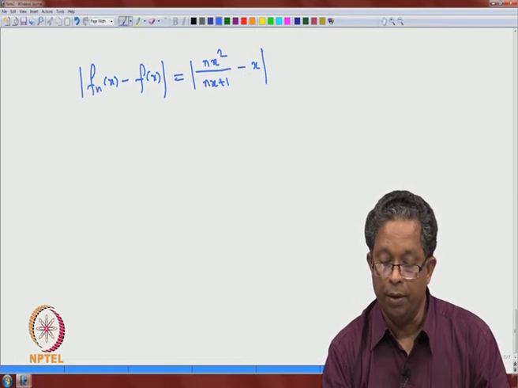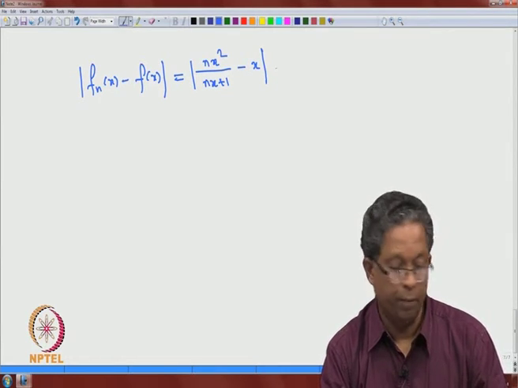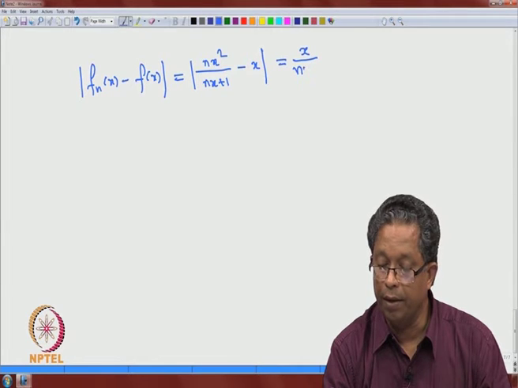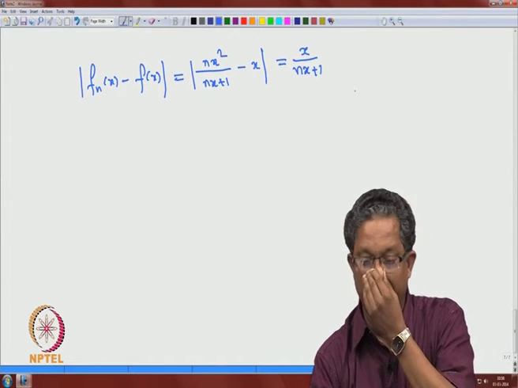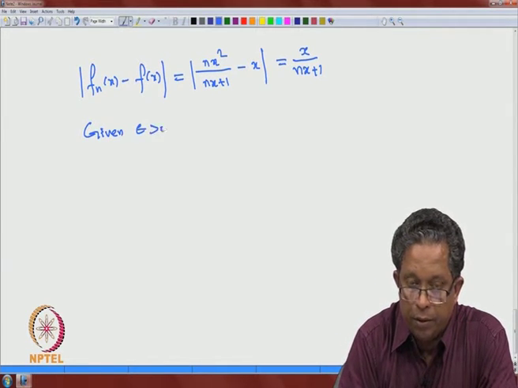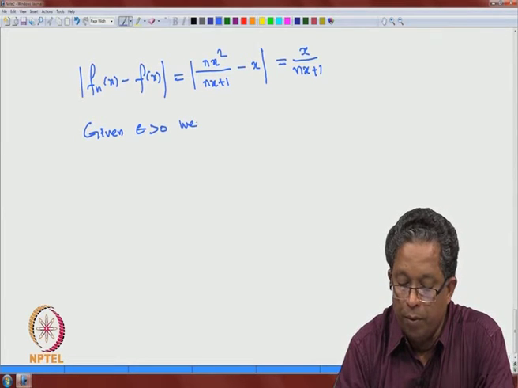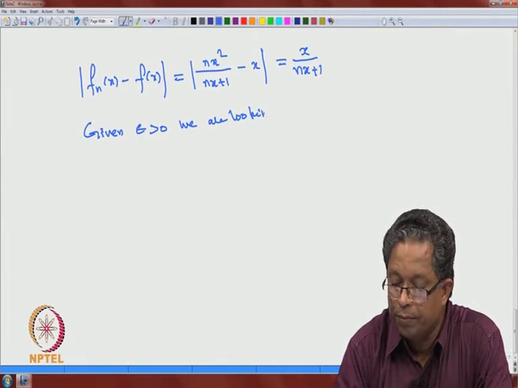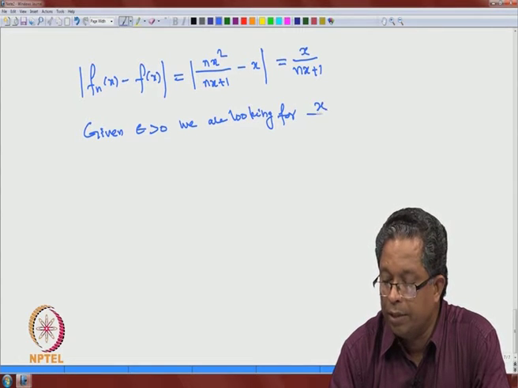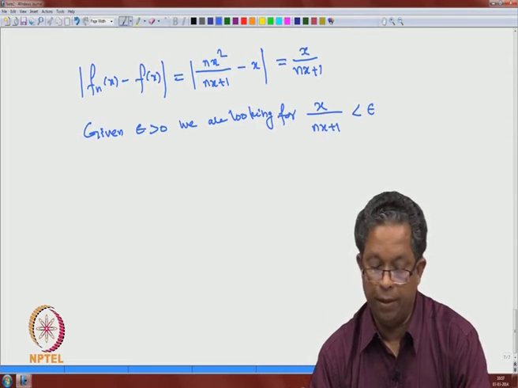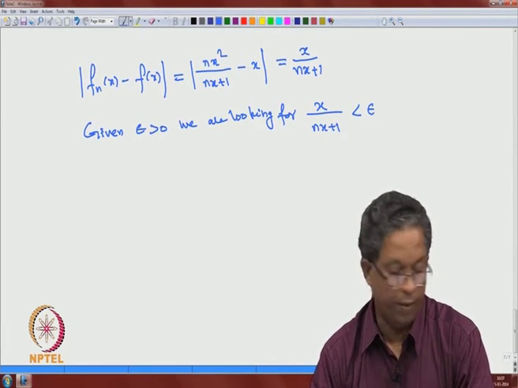Okay, just doing the algebraic manipulation, we see that this is nothing but x upon n x plus 1. And what we want is, given epsilon greater than 0, we are looking for x upon n x plus 1 less than epsilon for all n greater than a given capital N which is independent of x. So, we are looking for this one.